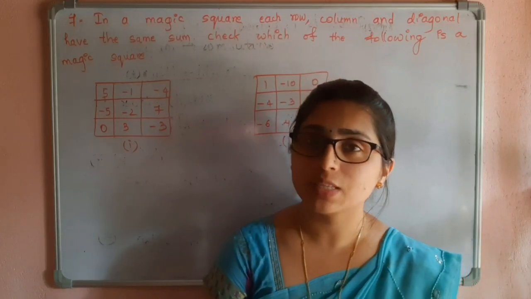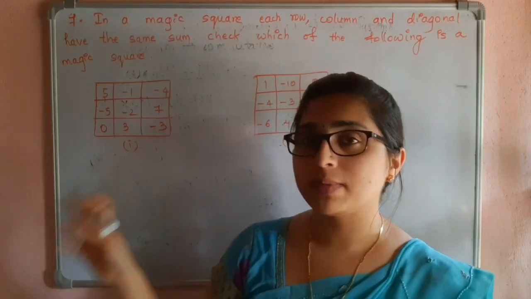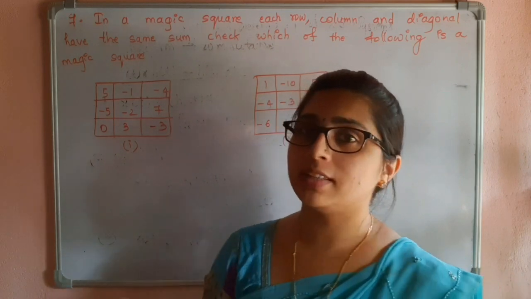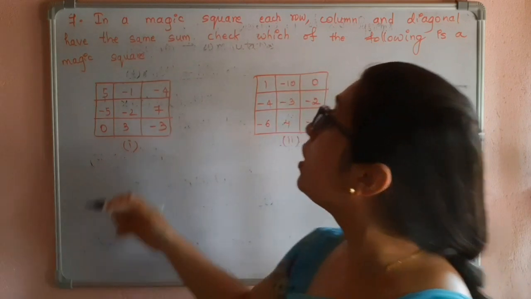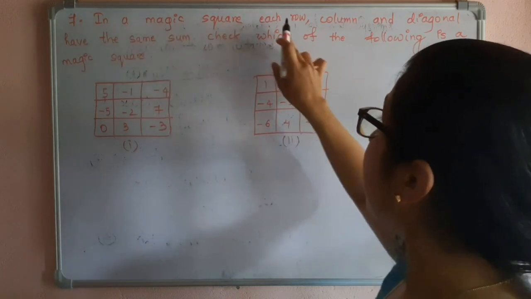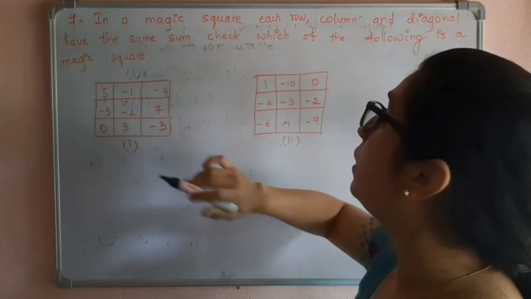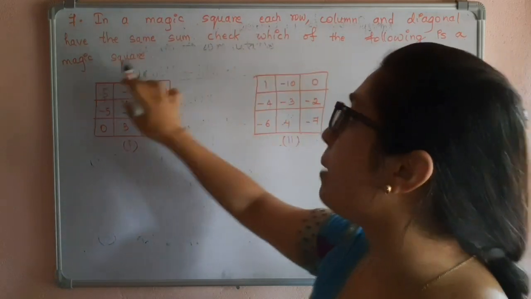Hello everyone, in this video I will explain question number 7 of exercise 1.1. So let us read the question first and then we will try solving it. In a magic square, each row, column and diagonal have the same sum. Check which of the following is a magic square.